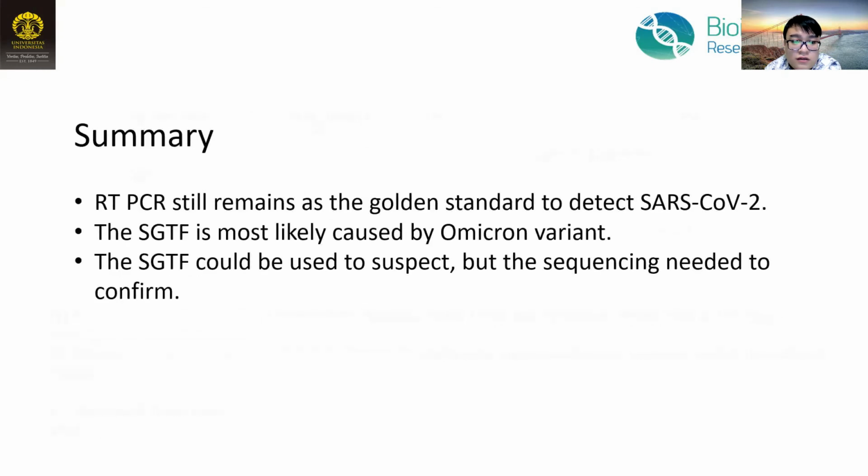I think we are going to the summary of this presentation. First, RT-PCR still remains the gold standard to detect SARS-CoV-2. Second, SGTF is most likely caused by the Omicron variant. Third, SGTF could be used to suspect, but sequencing is still needed to confirm.